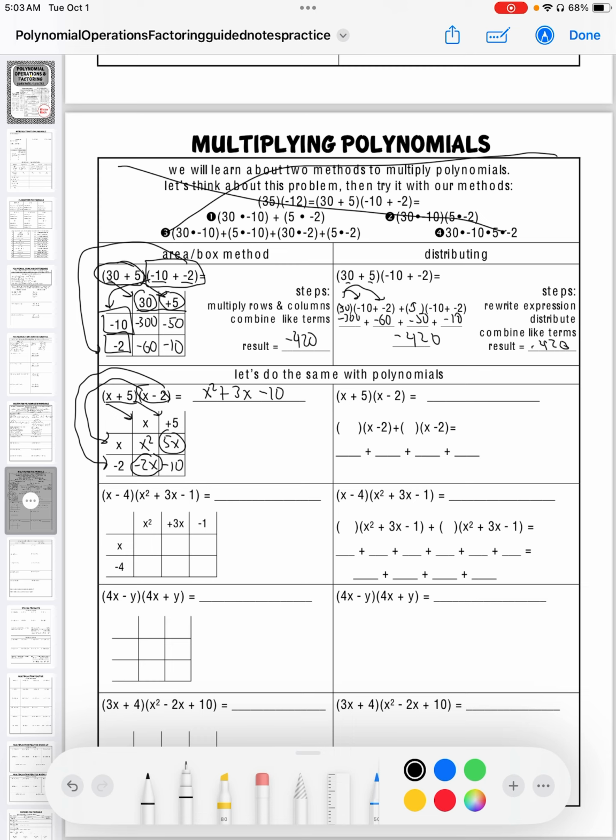Same thing on the other side, x plus 5 times x minus 2. We're going to distribute both terms. We're going to distribute the x first, and then we're going to distribute the 5. X times x is x squared. X times negative 2 is negative 2x. 5 times x is 5x. And 5 times negative 2 is negative 10. Combine these like terms to get 3x. And we're going to get x squared plus 3x minus 10.